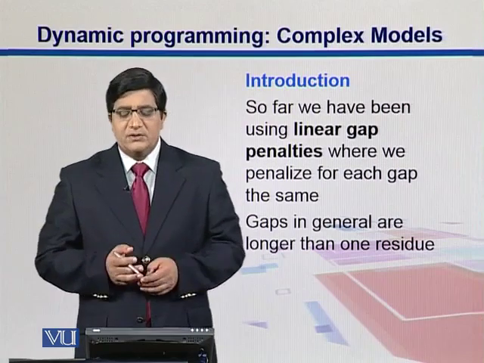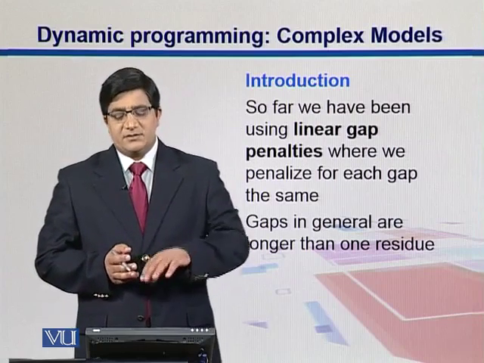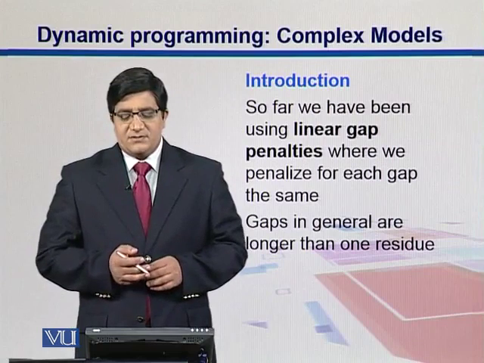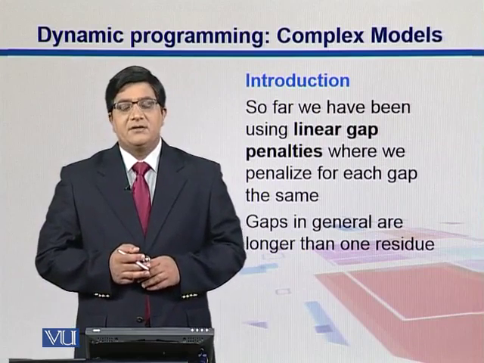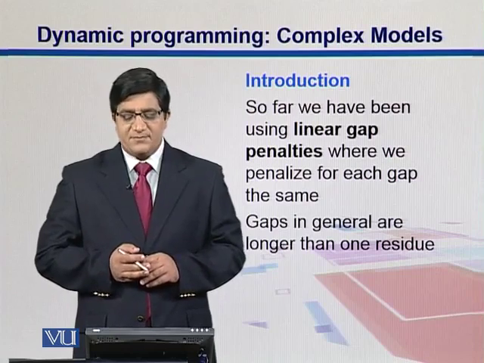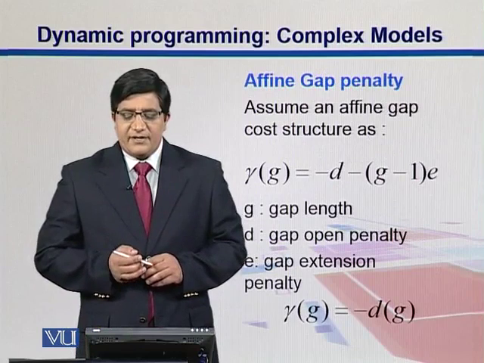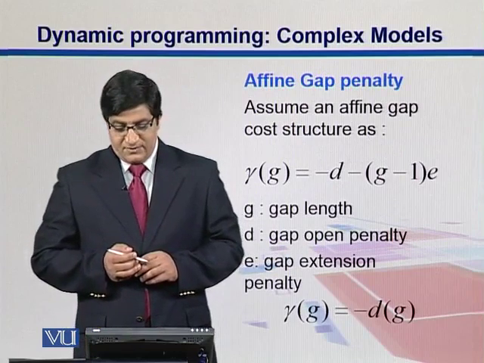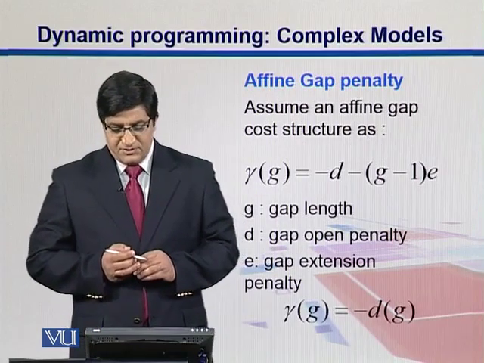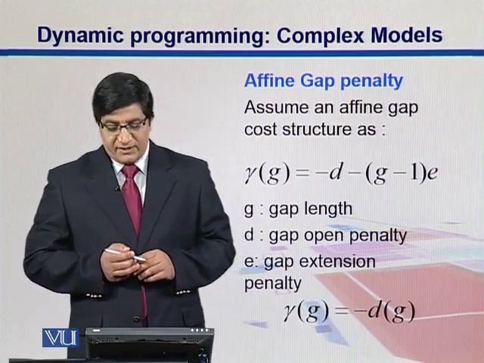So in order to incorporate the possibility of longer gaps, another gap penalty scoring scheme has been added. We call them affine gaps. So we can have an affine gap cost as given by this function. We have gamma g, which is the penalty for that gap. So that is minus d.